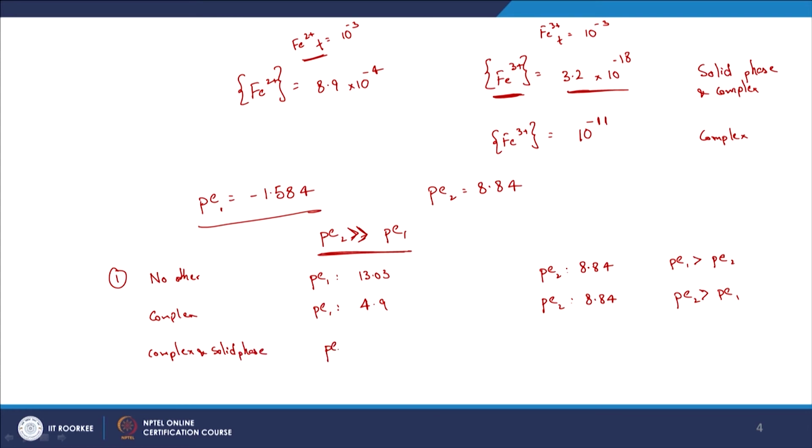And when we consider the case of the complexes and the solid phase, and redox, we saw that the PE1 value is now much lower, and I think we ended up with a value of minus 1.58, and PE2 is still equal to 8.84. So PE2 is much greater than PE1, or PE1 is much less than PE2. So again, what does this mean? That ferrous iron would very strongly want to reduce the chlorinated solvent, which is C2Cl4.